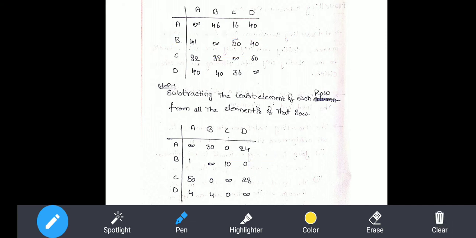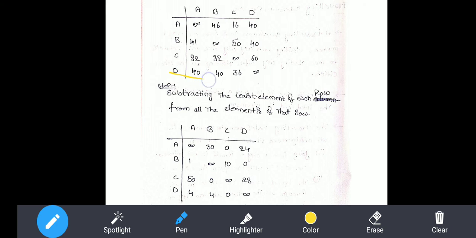Now you can come to the third row. In the third row, you can identify the least one. The least one will be 32. 82 minus 32 will be 50, 0, infinity, 28. 28 means 60 minus 32 will be 28.